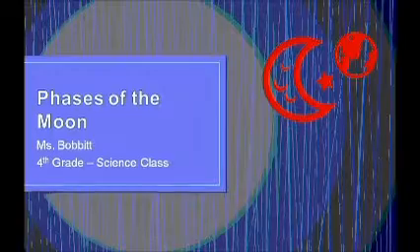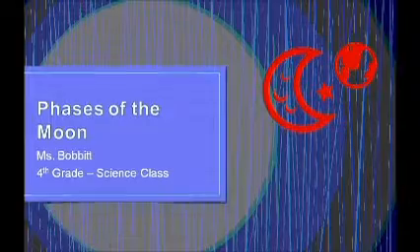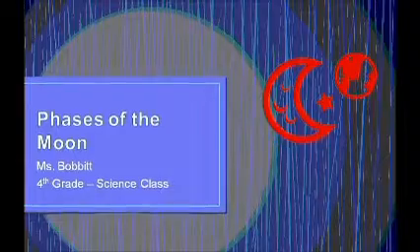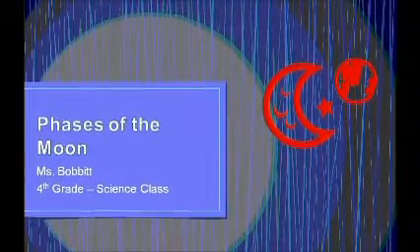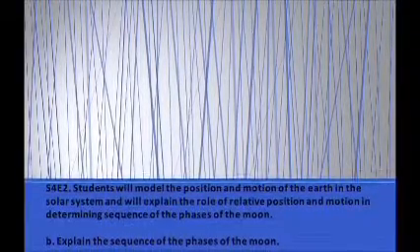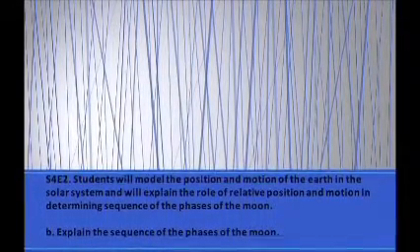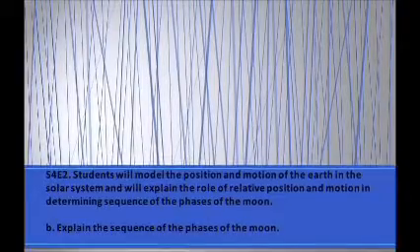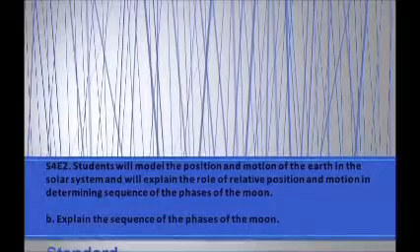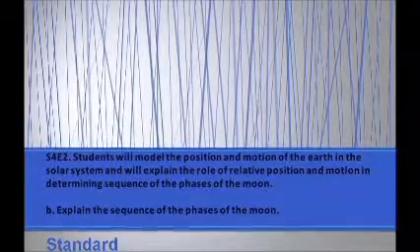Today, our lesson is about the different phases of the moon and the order in which they appear. This will cover standard S4E2, element B. Now, this means Science, Grade 4, Earth Science, Standard 2, Element B. And it states, students will model the position and motion of the Earth in the solar system and will explain the role of relative position and motion in determining sequence of the phases of the moon. And element B, explain the sequence of the phases of the moon.